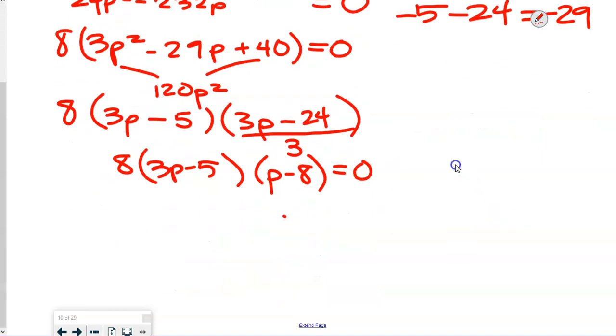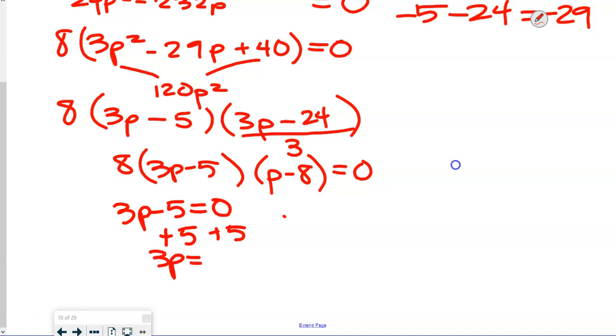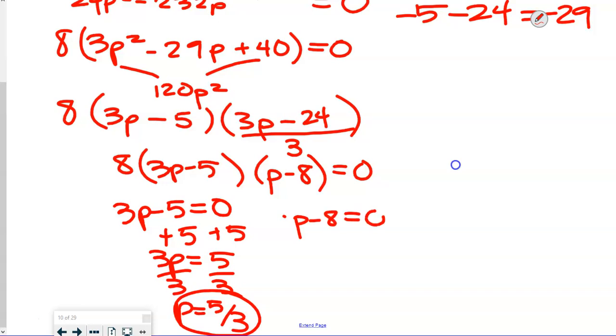And we're going to set our two factors equal to 0. So we got 3P minus 5 equals 0. Add 5 to both sides. So 3P is equal to 5. Then we're going to divide both sides by 3. So P is equal to 5 over 3. That's one of our factors, okay? Then we're going to do P minus 8 equals 0. So we're going to add 8 to both sides. So P is equal to 8. So there's our two factors, okay?